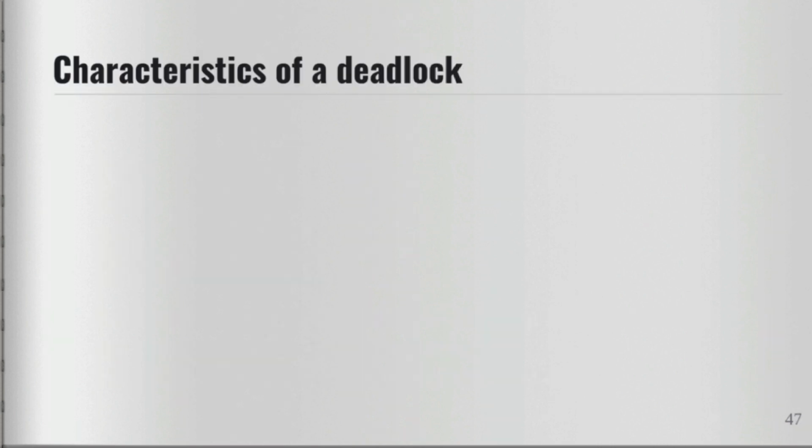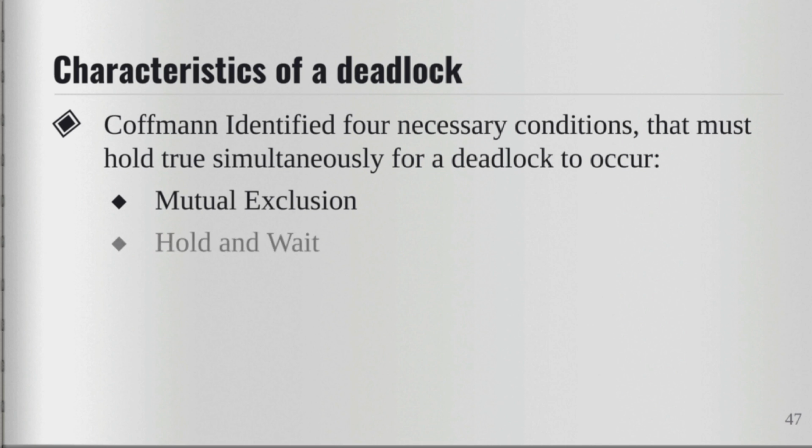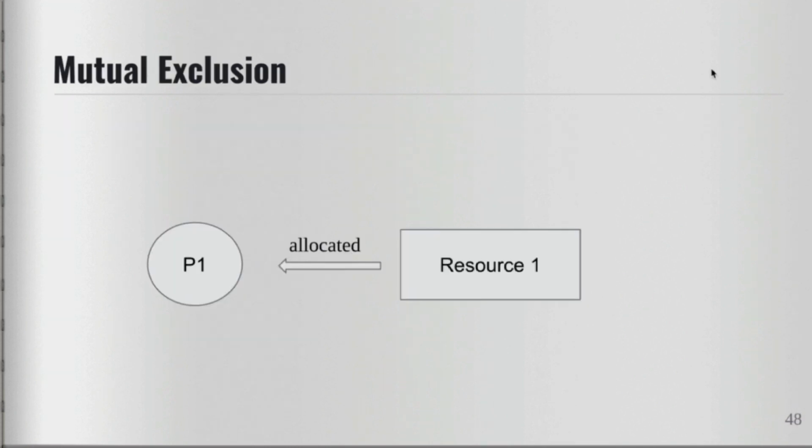Now, there are several characteristics of a deadlock, and Coffman identified 4 necessary conditions that must hold true simultaneously for a deadlock to occur. So all of these 4 conditions need to be met for a deadlock to occur. First is mutual exclusion. Then you have hold and wait, no preemption, and circular wait. So let's talk about the first one, which is mutual exclusion.